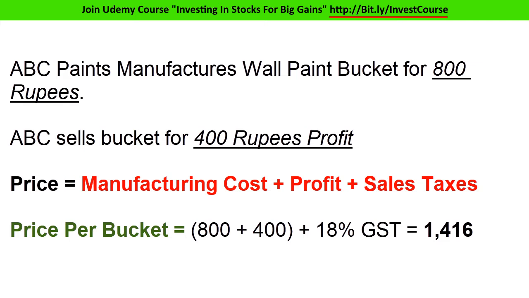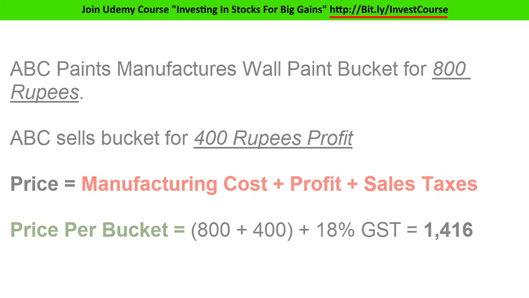So cost per bucket becomes manufacturing cost plus profit plus sales tax. In this case, 800 is manufacturing cost, profit is 400 and 18% is GST, which is our sales tax. So cost per bucket becomes 1416. This is the price for which ABC Paints will sell each bucket of its wall paint.